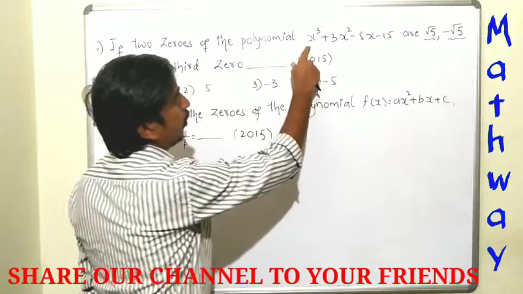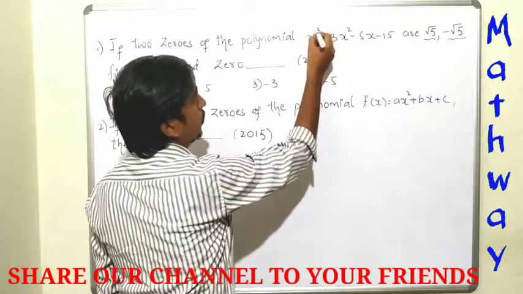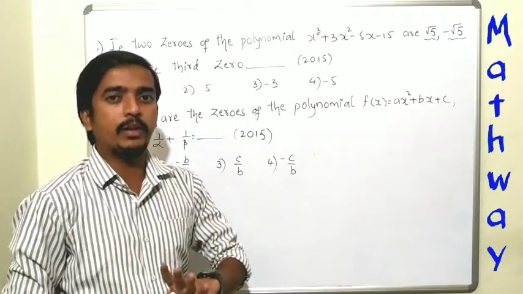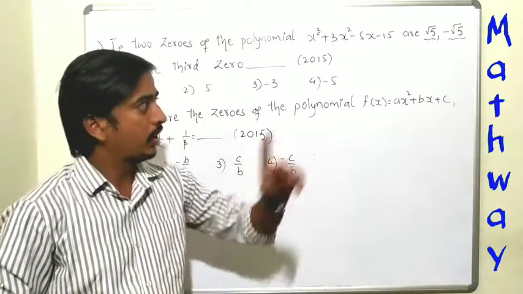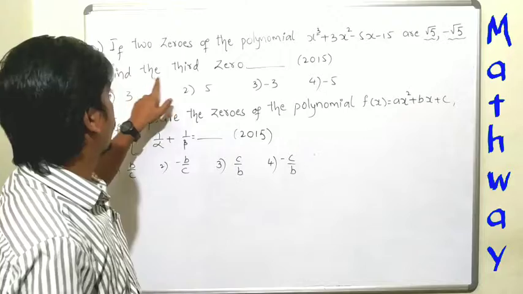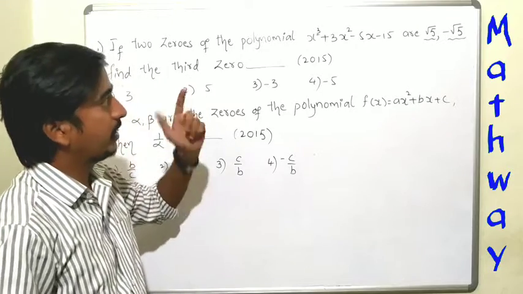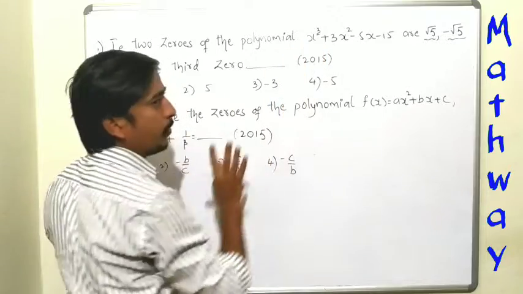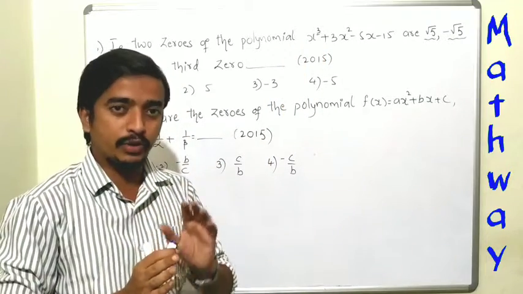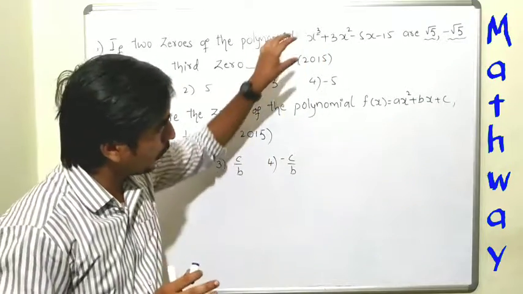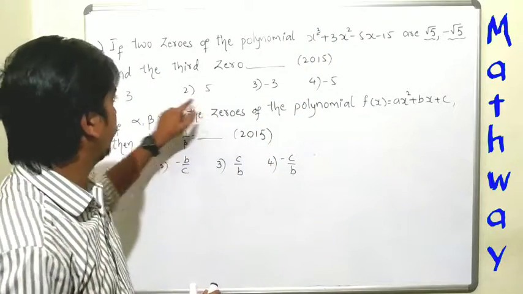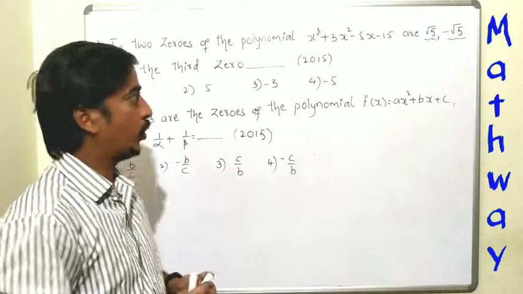This is the polynomial x cube. The exponent is 3, so it is a cubic polynomial. A cubic polynomial has at most 3 zeros. Two are given, and we are asked to find the third zero. How to find that? Simply we can substitute the given options into the polynomial, because whenever we substitute a zero of the polynomial into the polynomial, we get 0. So now substitute each option one by one into the given polynomial.